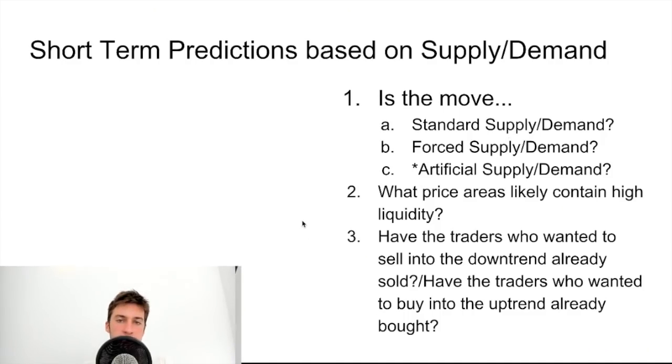The third thing we want to ask ourselves is, have the traders who wanted to sell into this downtrend already sold? This would be known as tapped supply and would be a point where we want to buy. We also want to ask ourselves, in an uptrend, have all the traders who wanted to buy into this uptrend already bought? Because if many traders had already bought into a market, then at that elevated price level, we might not have enough buying, so price may go lower before it finds more buying.